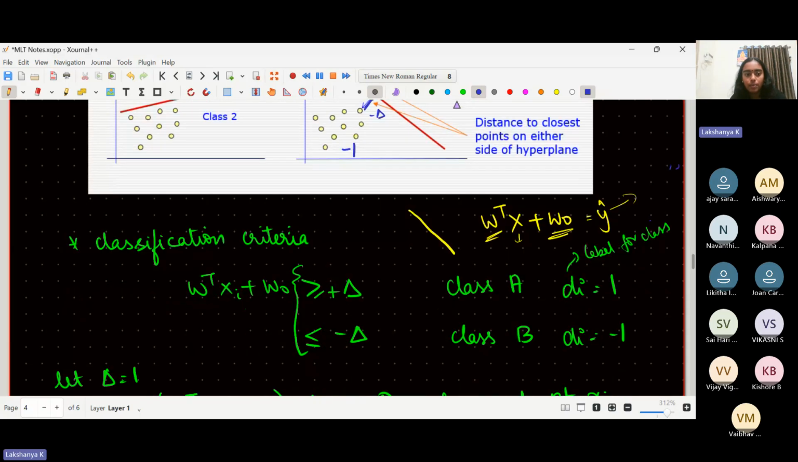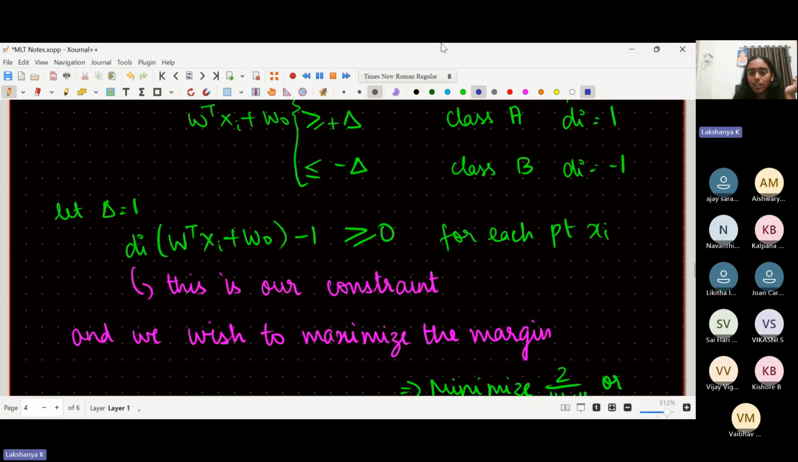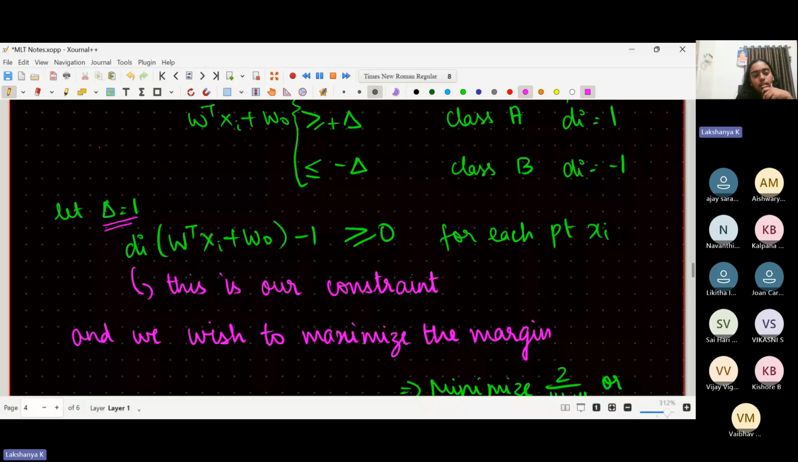Okay. So arbitrarily, you can set delta to be any value. For the sake of simplicity, we're setting delta equal to 1. So what this makes it is: W transpose Xi plus W naught greater than or equal to 1, then my class label is going to be 1. If it's less than -1, then my class label becomes -1.